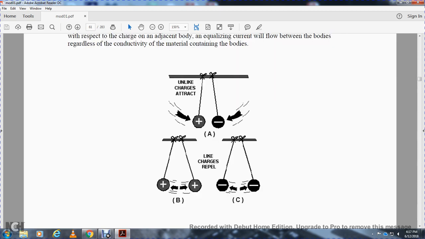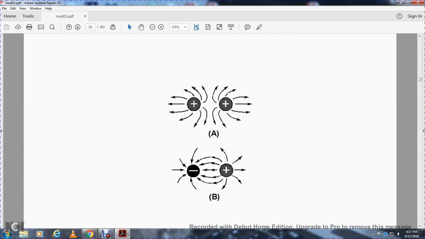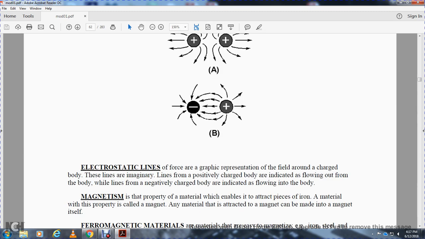Unlike charges attract and like charges repel. A neutral body will be attracted by a positively or negatively charged body due to the relative difference of the charges. The force of attraction or repulsion is directly proportional to the product of the individual charges and inversely proportional to the square of the distance between the bodies. The A and B figures show electrostatic lines of force, a graphic representation of the field around the charge of a body.